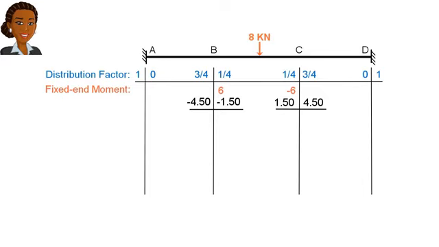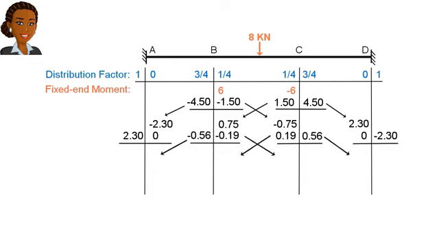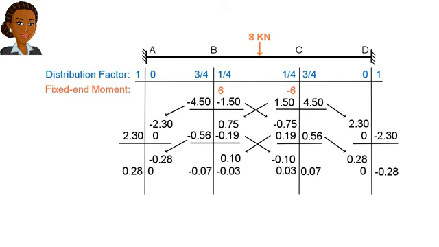We then carry over half of the balancing moments to the other side of each member, like this. We balance the joints again and add the carryover moments to the table. Let's balance the joints one more time. Note that past this point, any additional iterations would not significantly alter the moment values. Therefore, we mark this as the end of the iterative process.